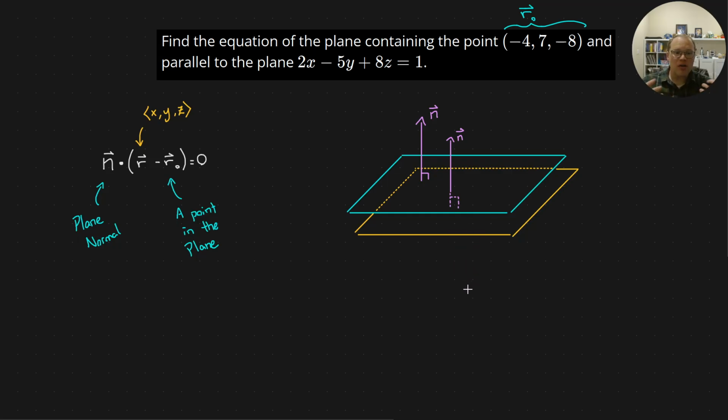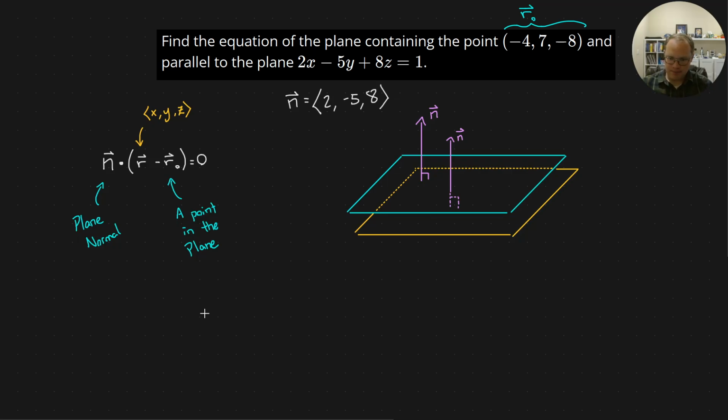Okay, it'd be orthogonal to both planes. So two parallel planes, their normal vectors are the same. The normal vector for one would be a normal vector for the other. Okay, so let's find the normal vector for this plane. The normal vector, remember, would just be the coefficients of the x, y, and z variables. So my normal vector would be 2, -5, 8. And with that, I have everything I need for the equation of a plane.